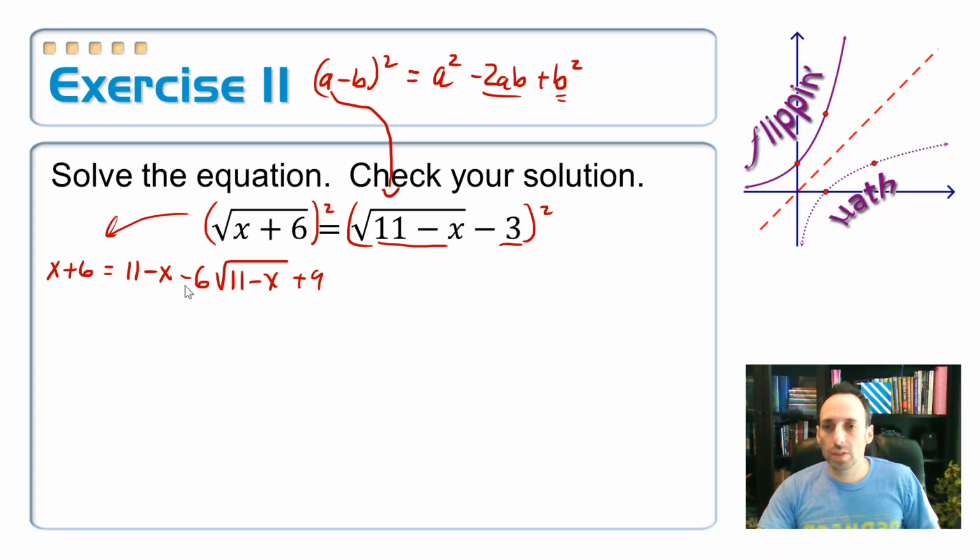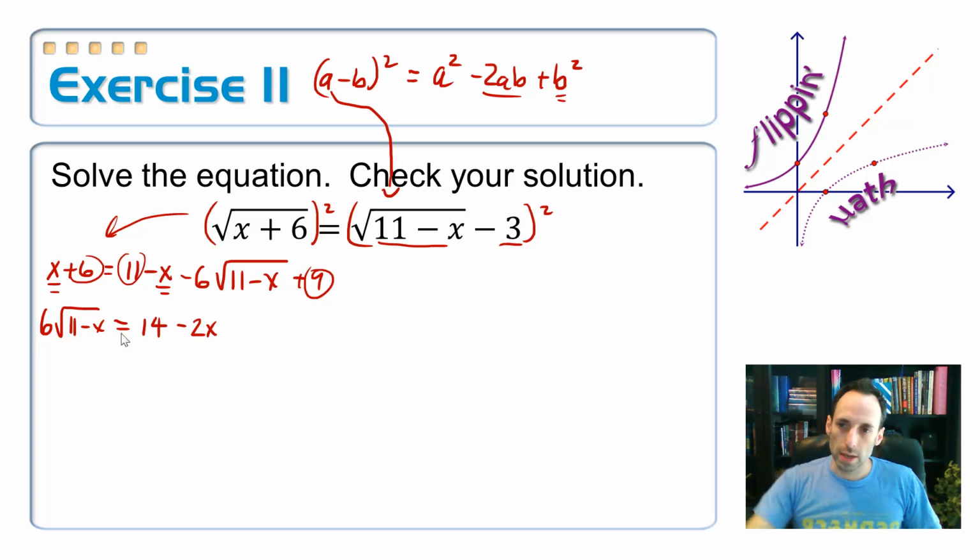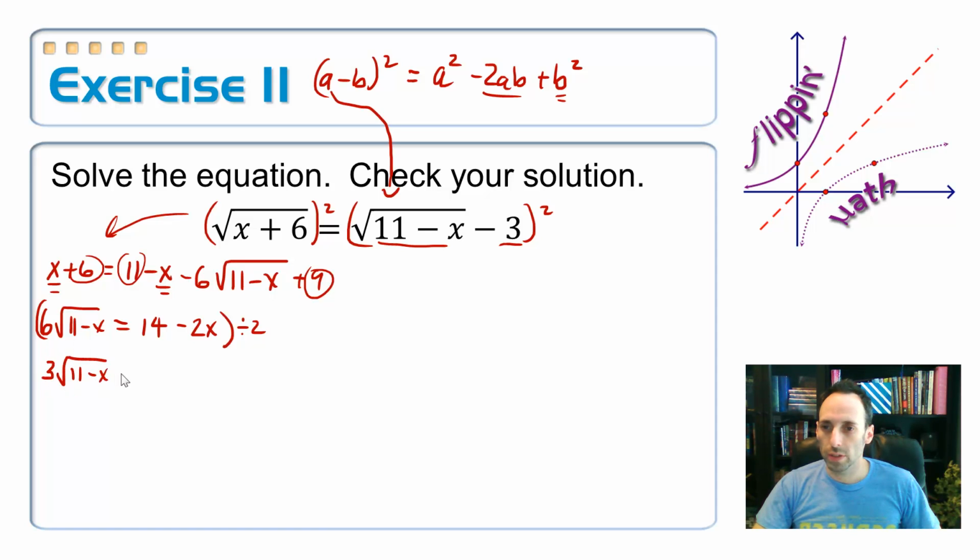That's the next step. Since it's negative 6, I'm going to add it to the left-hand side so it stays positive. So 6 square root of 11 minus x. Get everything else on the other side of the equation. I got 11 plus 9 is 20. And then I'm going to subtract the 6 from the other side. That is 14. Then that x combines with this negative x, negative 2x when I subtract it over. Hey, everything's even. Let's divide by 2, make it a little bit simpler. So I have 3 square root of 11 minus x is equal to 7 minus x.